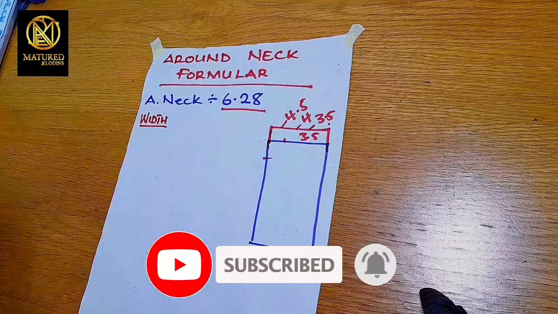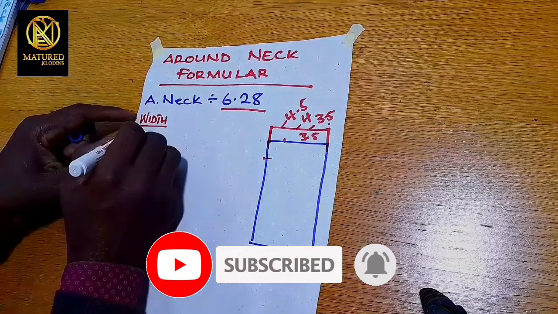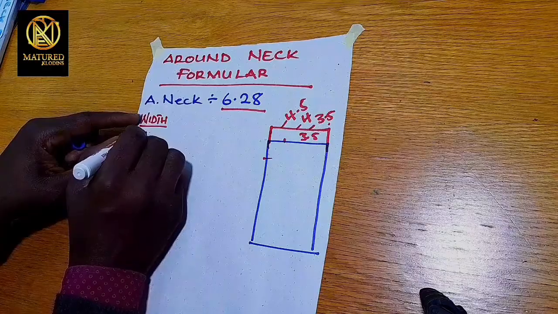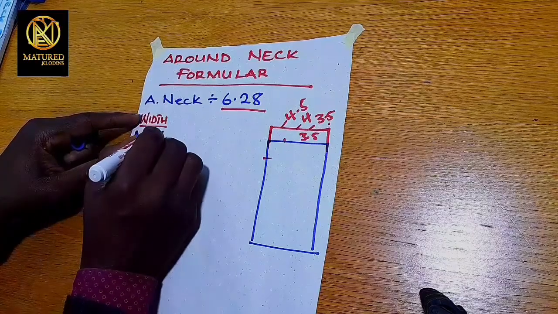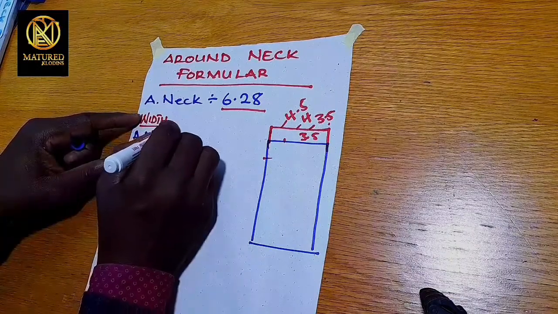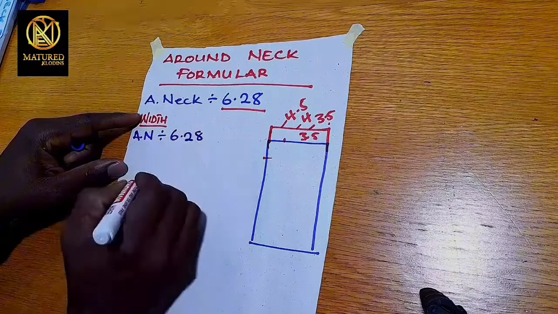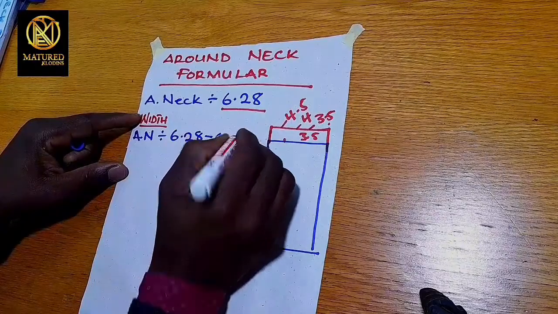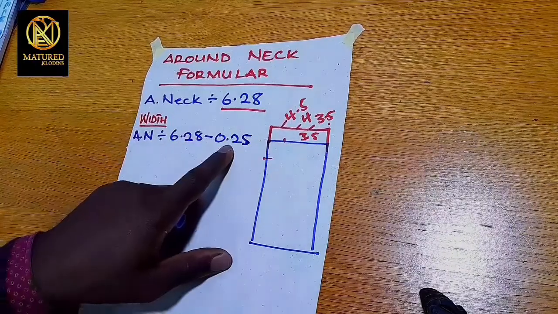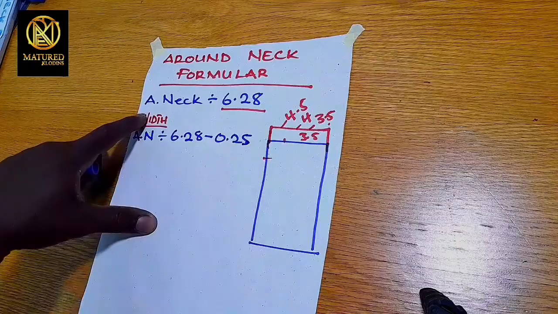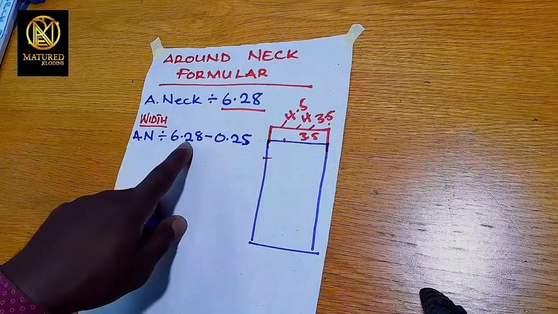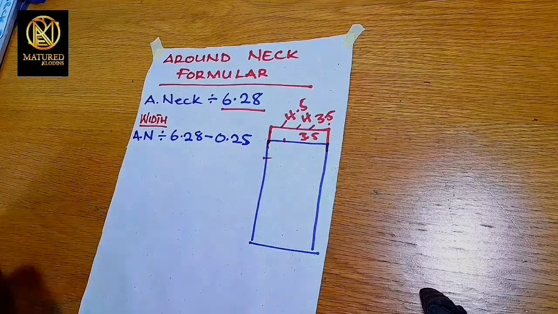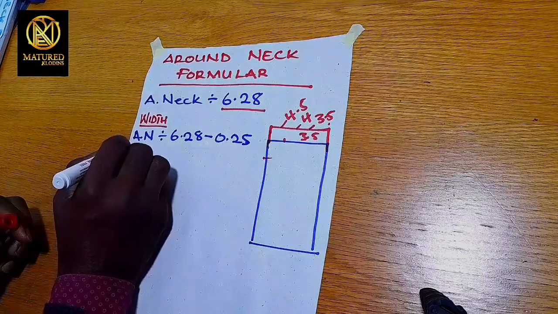To get the width, what we do is we are going to need our around neck, okay, and we are going to divide it by 6.28, and we will minus 0.25, which is going to be for the width. The around neck divided by 6.28 minus 0.25. Put this number in your head. This is going to be for the width.